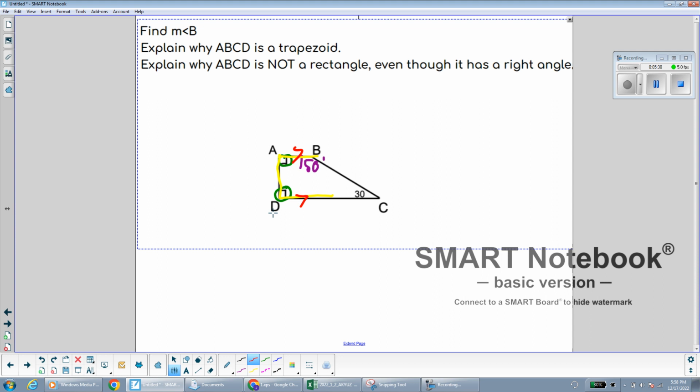And since this is a quadrilateral with only one pair of parallel sides, that means that it is a trapezoid.